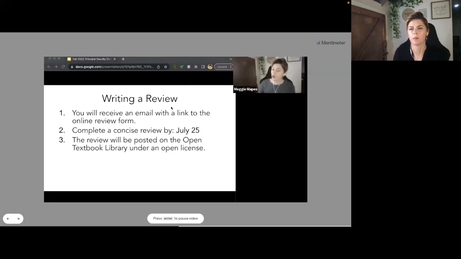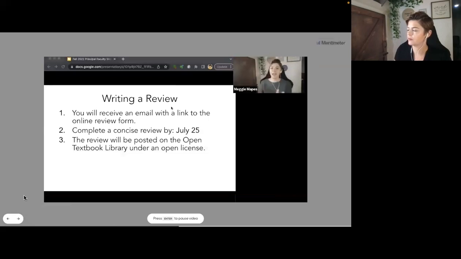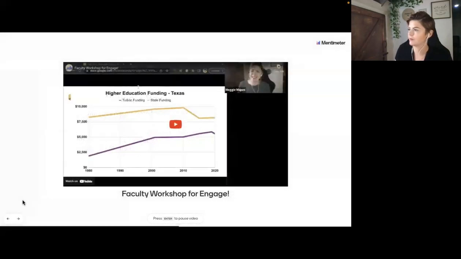You use a series of quantitative and qualitative opportunities for feedback. There are, I believe, 10 different categories that reviewers are asked to consider for the book. And again, like I'd mentioned earlier, those reviews can be really, really influential in supporting and helping other folks who are going to adopt. The review, once complete, we post on the open textbook library under an open license. Again, your review would never be edited or changed. Whatever you write will be what's posted.